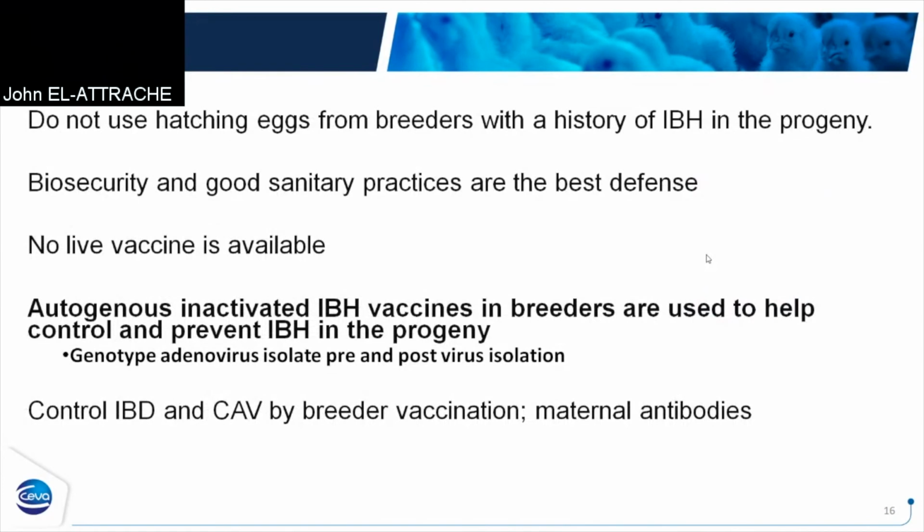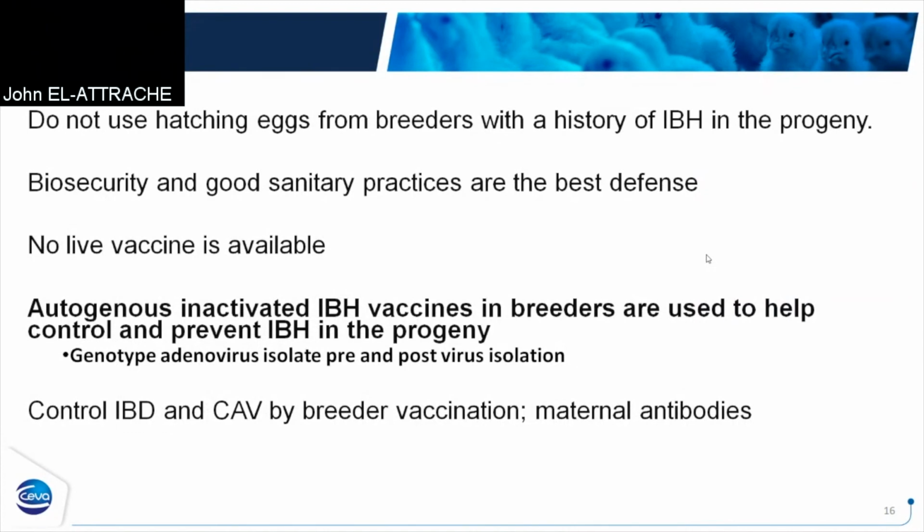So for control of the virus, this probably is common sense, but it must be repeated. Don't use hatching eggs from breeders with a history of IBH in the progeny. This way you prevent the initial hit, and you prevent the horizontal spread within your complexes. And again, biosecurity and disinfection is very difficult once you get past that phase. Best practices in both biosecurity and good sanitation.